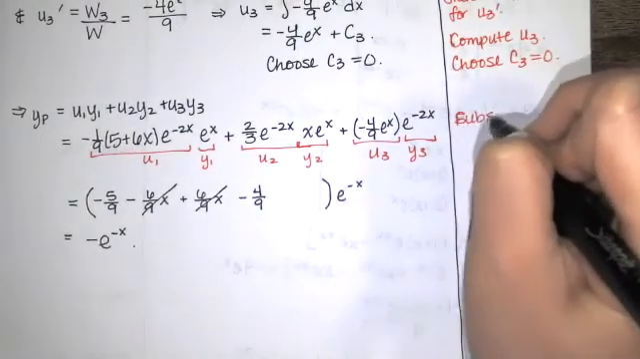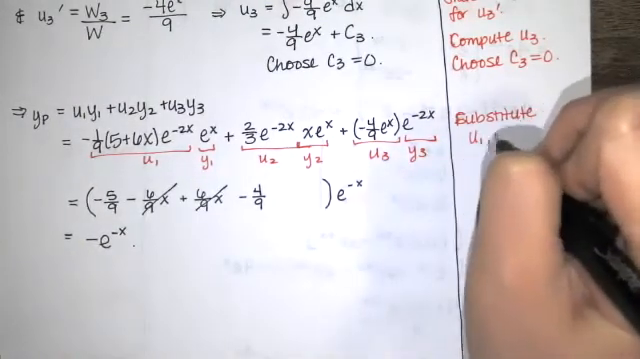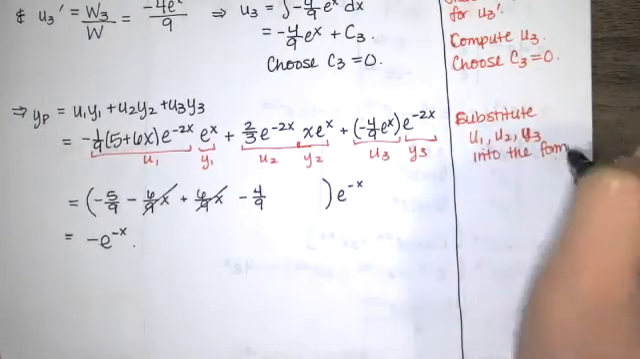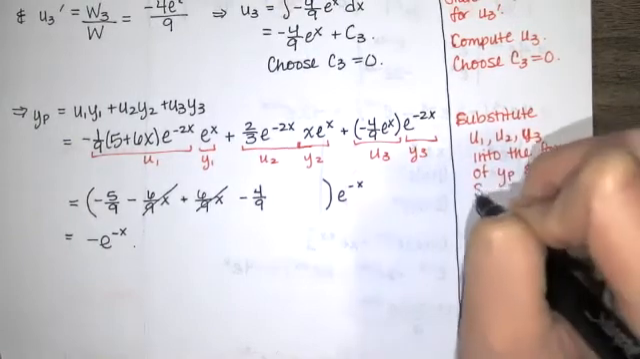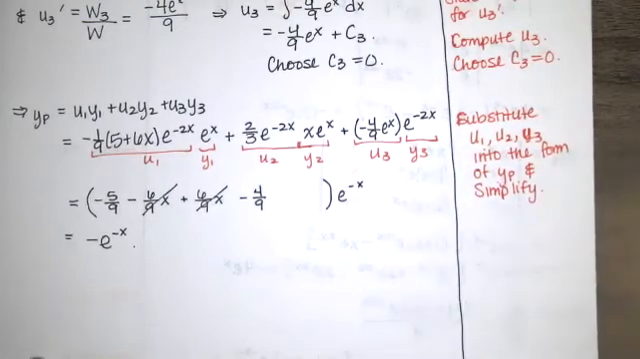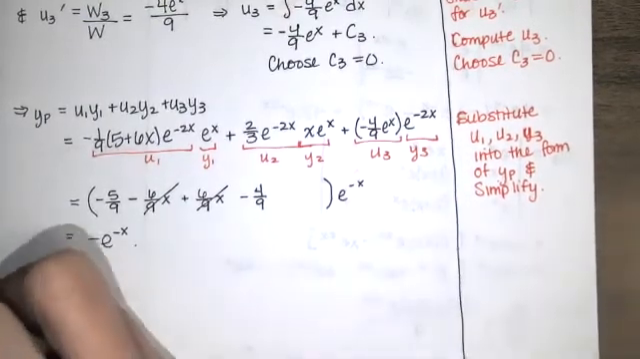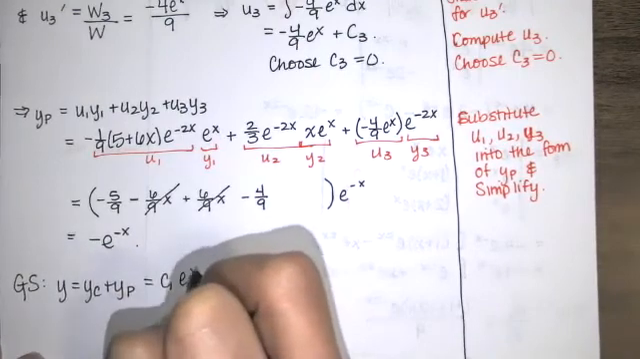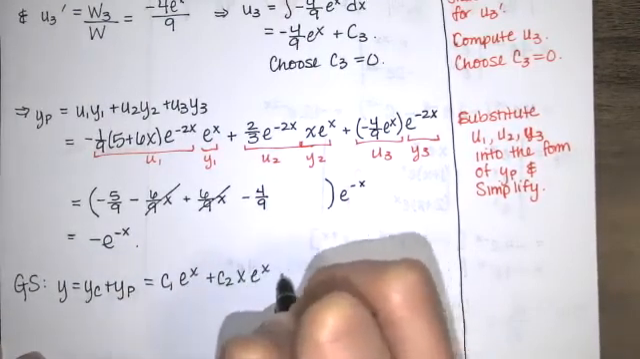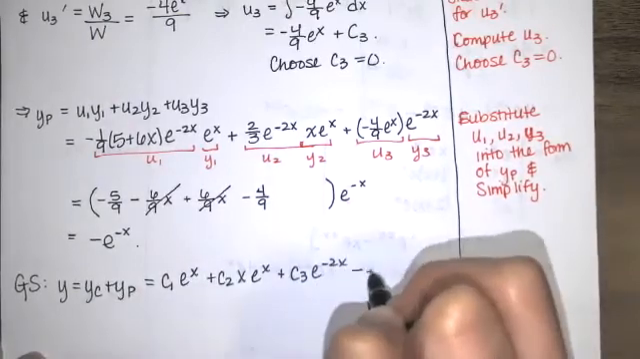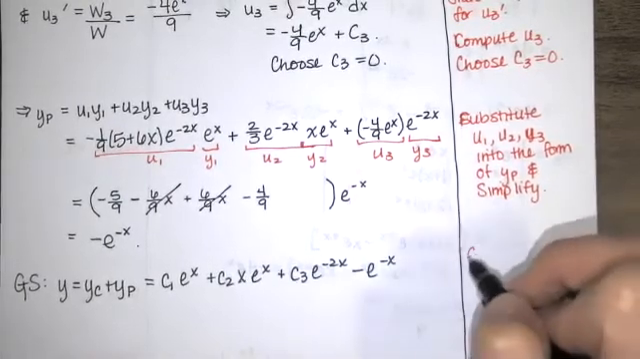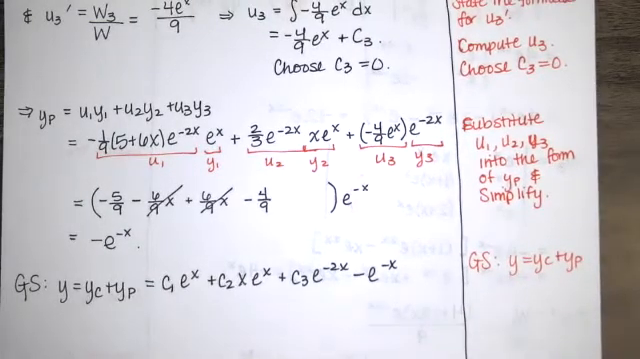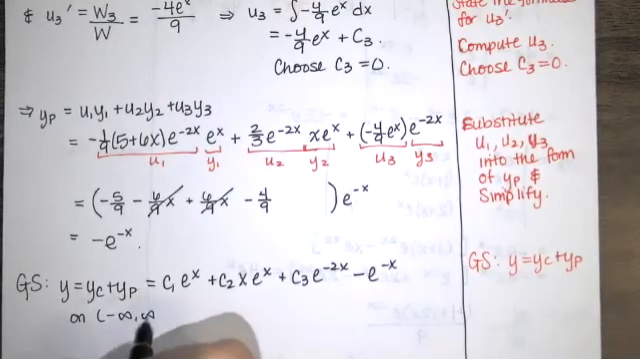So we substitute u1, u2, u3 into the form of y sub p, and we simplify. And then once we do that, we can write down the general solution. The general solution is y equals y sub c plus y sub p. So that's c1 y1 plus c2 y2 plus c3 y3 plus y sub p. And these are all well defined for all real numbers. So this will work for all real numbers.